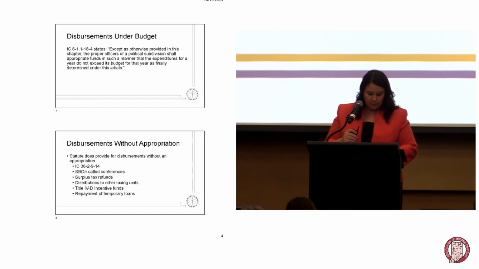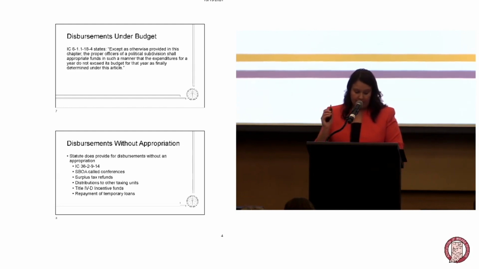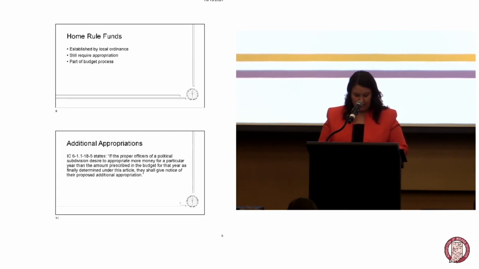Okay, so we do get questions a lot about appropriating local funds. Home rule funds are established, again, by local ordinances. The ordinances would establish the source of the funding, the purpose, and the allowable use of the funds. This fund still does require appropriation by council and reporting to DLGF. It should be part of the budget process. There is an Attorney General opinion on this topic, that a home rule fund still requires appropriation by the county council. So do we have any questions on home rule funds?